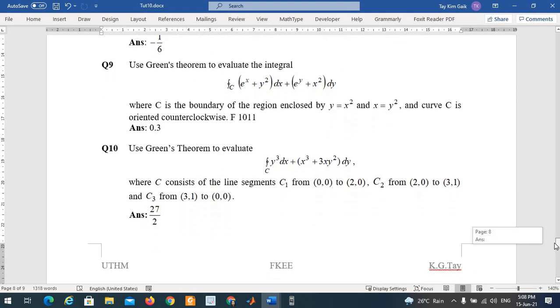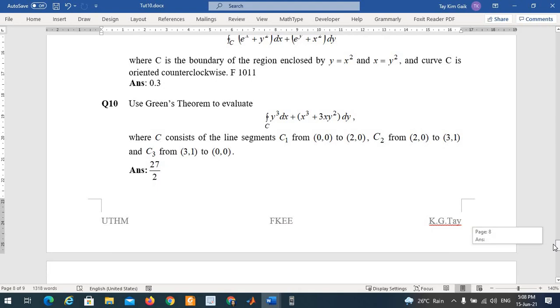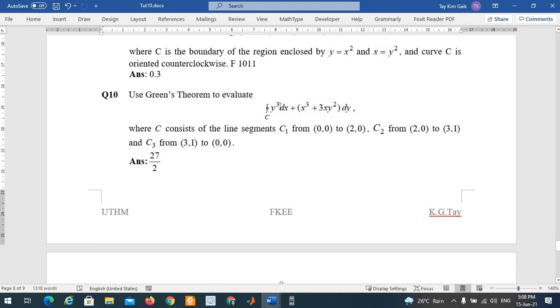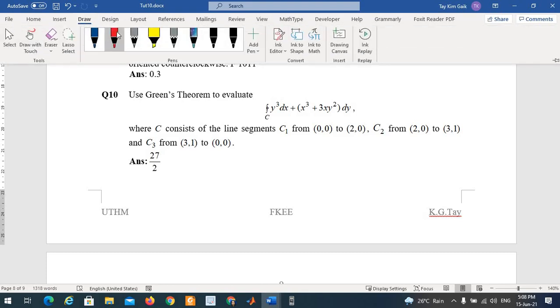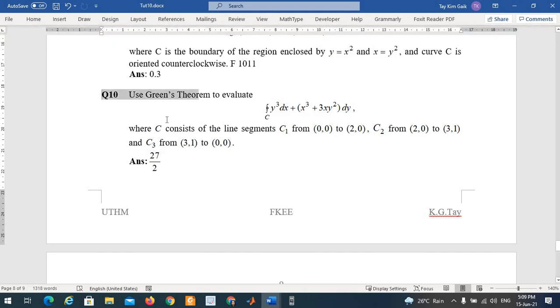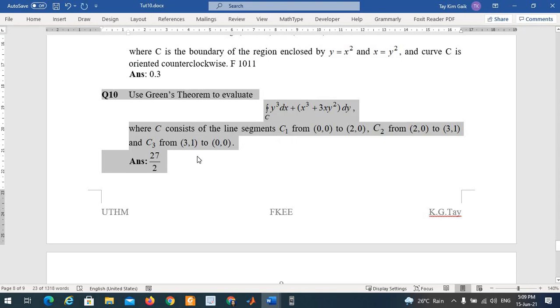So let's say question 10. Use Green's theorem to evaluate the line integral y cubed dx plus x cubed plus 3xy squared dy, where C consists of the lines C1, C1 is from 0, 0 to 2, 0. C2 from 2, 0 to 3, 1. C3 from 3, 1 to 0, 0. First you have to sketch the points for C1, C2, C3.